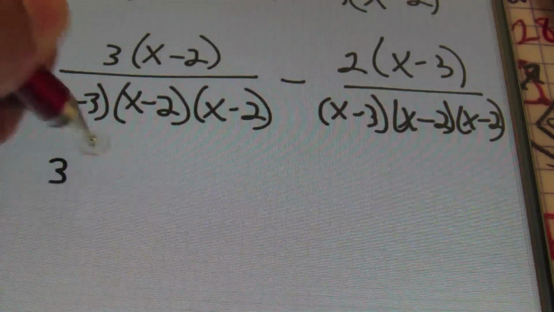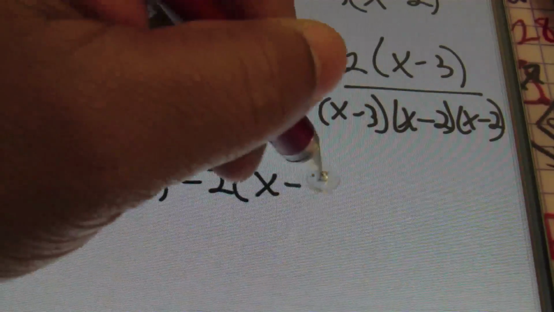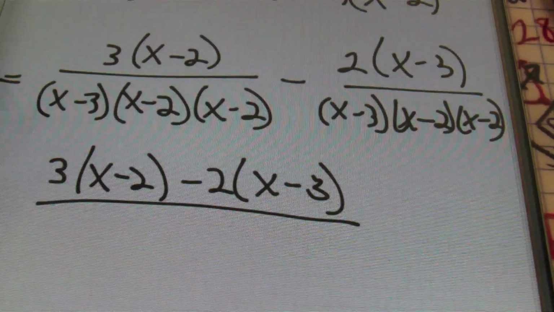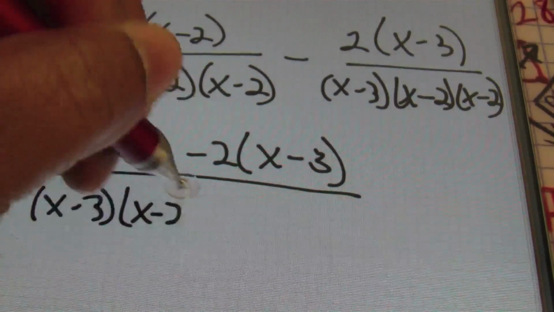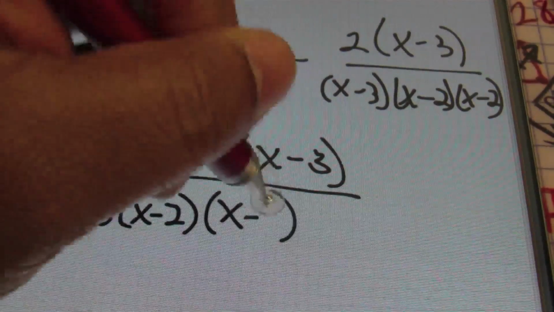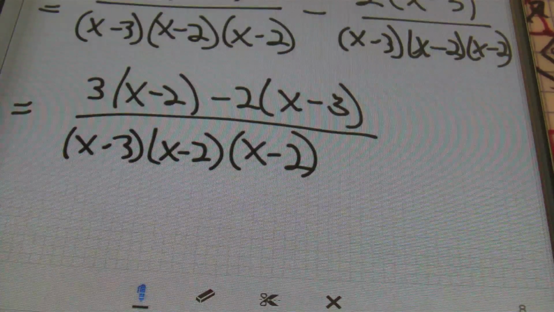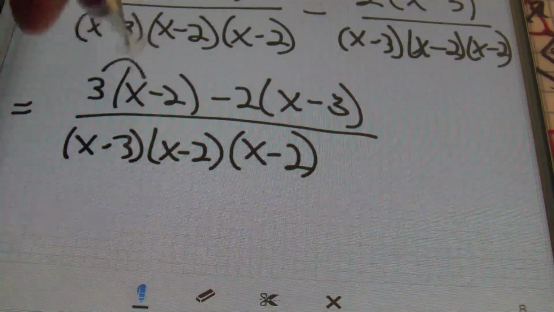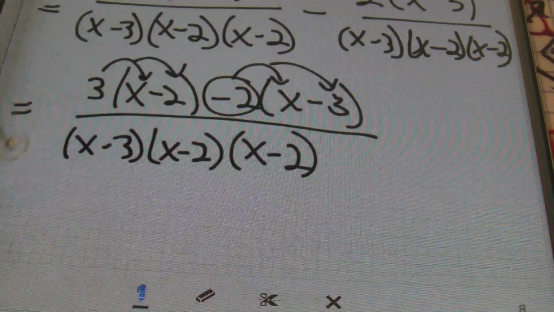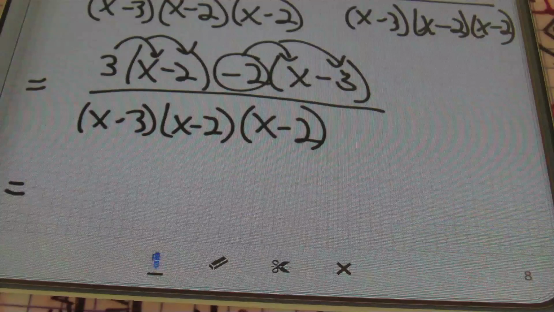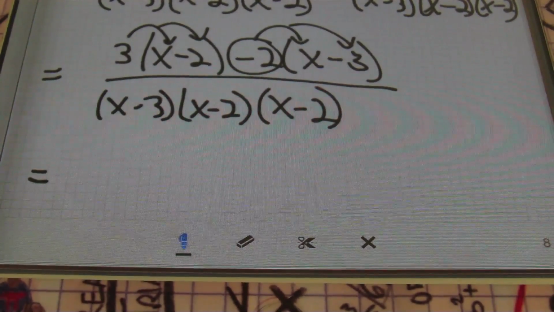So I'll have 3 times the quantity of x minus 2 minus 2 times the quantity of x minus 3 all over my LCD, which is x minus 3 times x minus 2 times x minus 2. All right, and that's what I have thus far. Now I will go ahead and distribute. So I have my arrows popping here. This will be negative 2 distributed in there, doing my favorite property, the distributive property. And once that's done, we will move on to the next page.